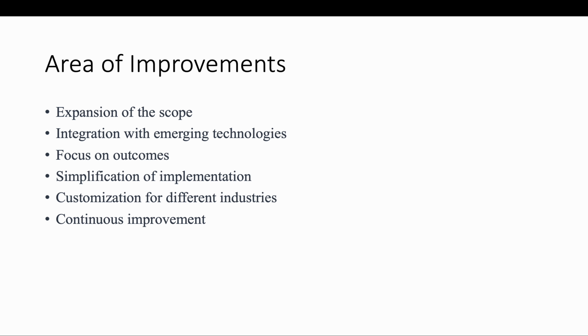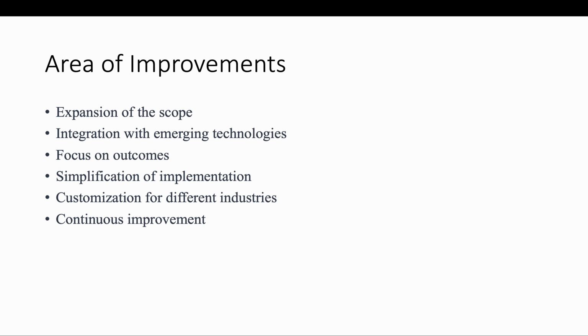Second is to integrate with emerging technologies, which means this model should get integrated with current technologies like AI, machine learning, and blockchain to provide more accurate assessment and recommendations for the improvement. Third is focus on the outcome. It should not just focus on the process improvement, but rather it should also focus on the outcome as well to better capture the impact of the organization's development effort on its overall success.